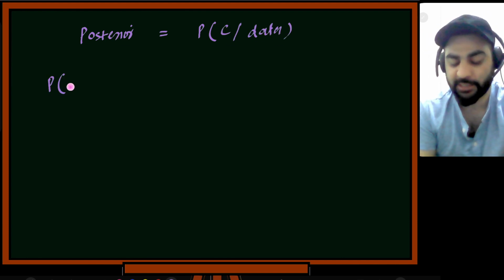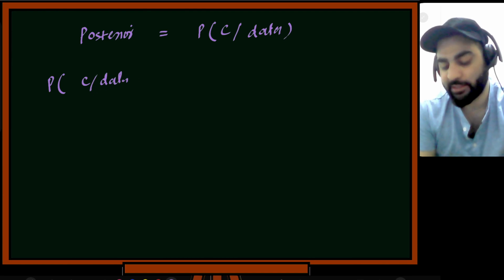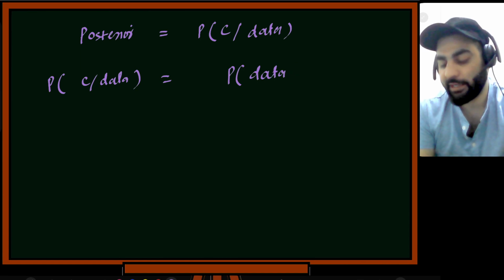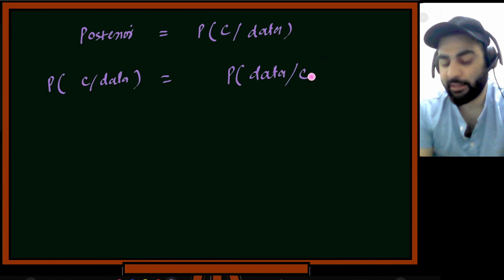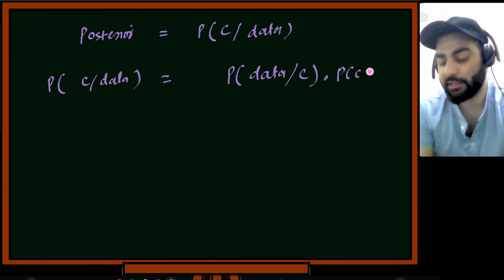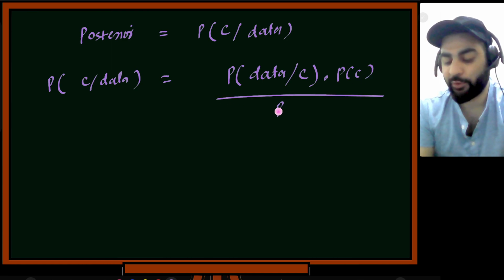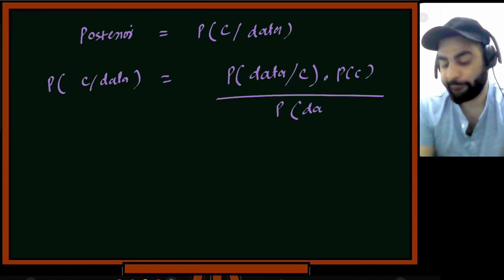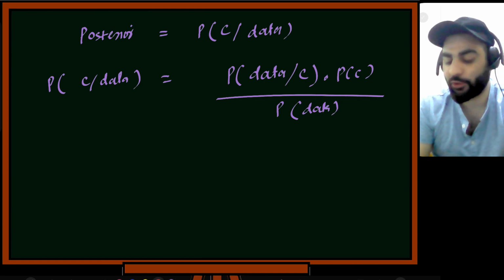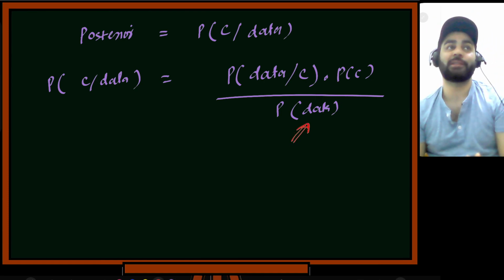Now I'll have to expand this. So how do I expand this? By using the Bayes theorem. This is the probability of data given the class multiplied by the probability of the class divided by the probability of data. So why did I not talk about evidence? Because this is not required. Why is it not required?